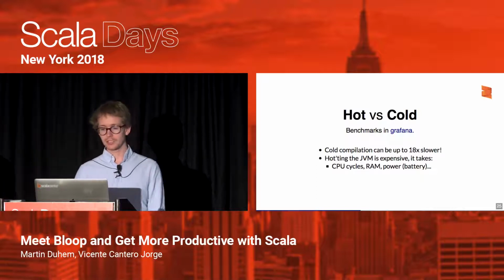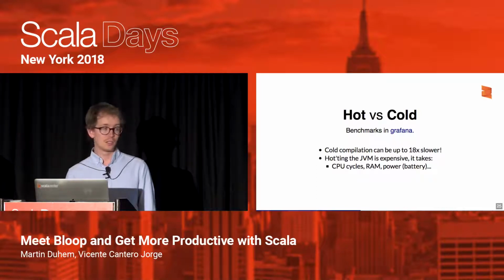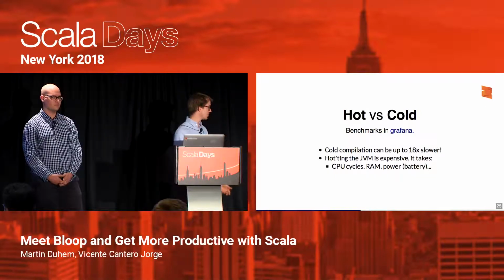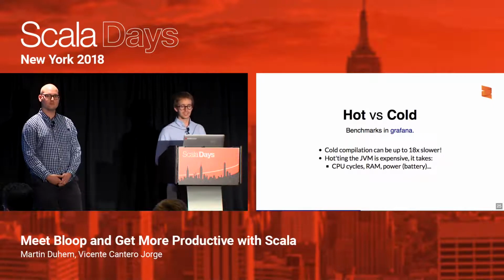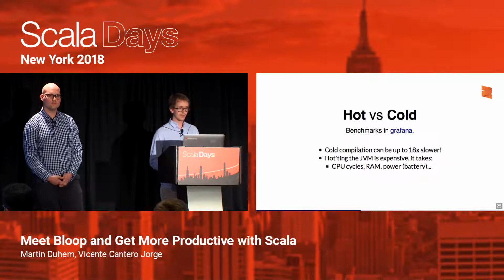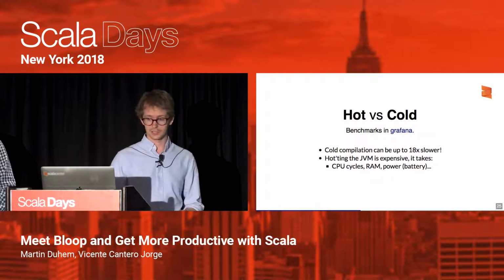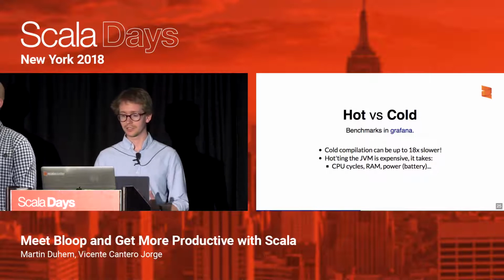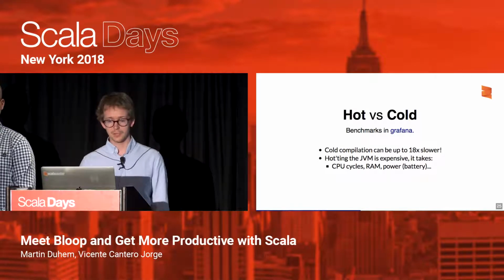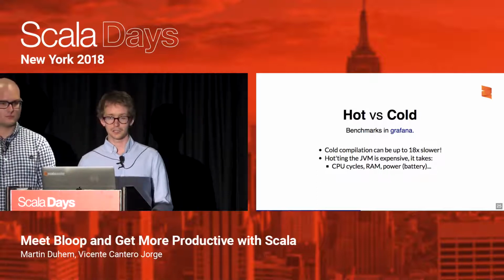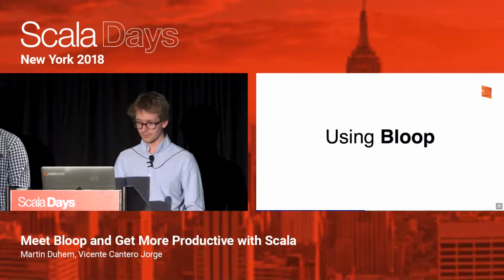We've been running some benchmarks of hot versus cold compiler, and we have a link to the Grafana graph that shows the compilation speed, the benchmarks of the Scala C team at Lightbend. Interestingly, you can see that the cold compilation performance can be up to 18 times slower compared to a hot compiler. And also, one more important piece of information is that getting the compiler hot is very expensive because it will take time, it will take CPU cycles, it's going to consume lots of RAM, and finally it's going to drain the battery of your laptop.